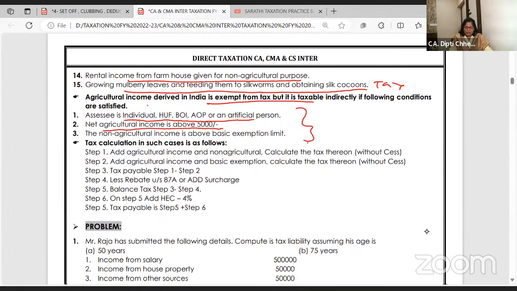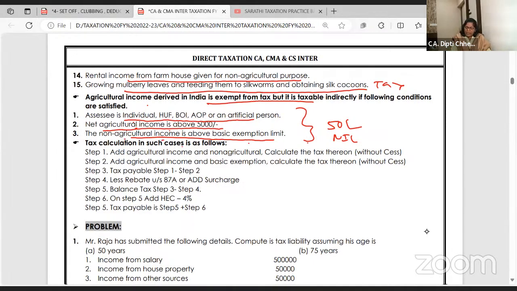Don't worry, dear students. Non-agricultural income is above basic exemption. Understood? Agricultural income is above 5,000. Non-agricultural income is above basic. You have agricultural income of 50 lakhs, but you are a farmer, and your non-agricultural income, meaning taxable income, is nil. How much tax do you have to pay? Nil. You are only a farmer, earning even 50 lakhs, no problem.